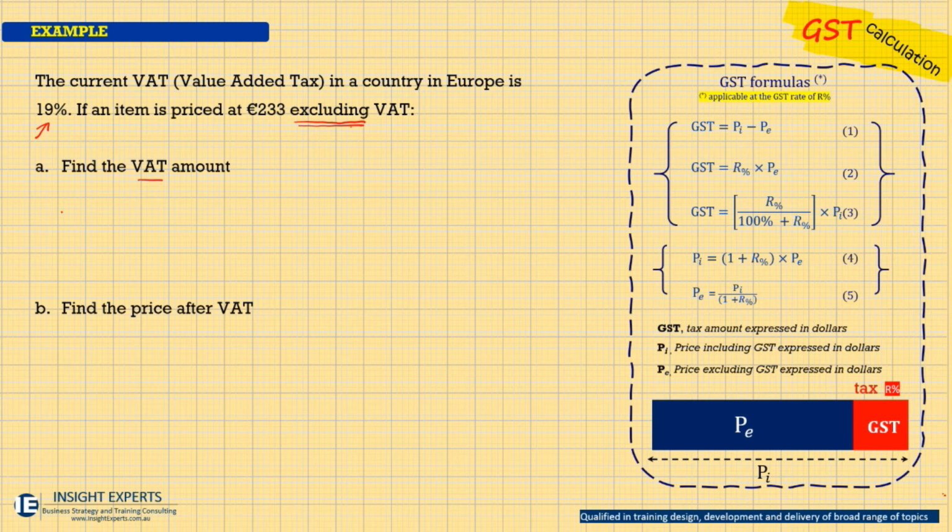Formula number 2 states that the GST or the VAT amount is equal to the tax rate itself multiplied by the price excluding VAT. So in our case, again, that is the price excluding. If you do the calculation, we end up with 19% multiplied by 233, and the VAT amount is equal to 44.72.